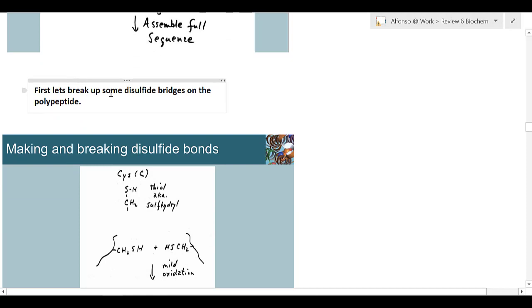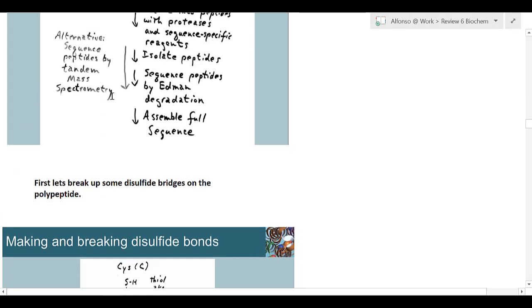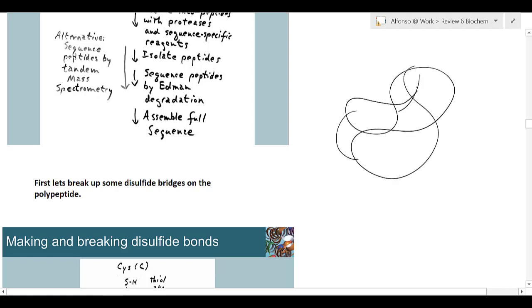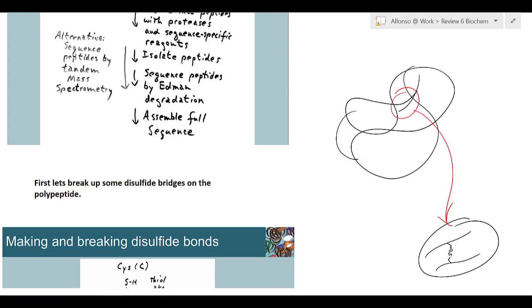All right, so the first thing we gotta do is break up the disulfide bridges of the polypeptide. What amino acids make up disulfide bridges? Cysteine. So here you have the polypeptide, and if we were to zoom in right there, we could see one polypeptide chain and another polypeptide chain, and a cysteine residue coming out of it, and then another cysteine residue coming out of it, and they're covalently bound together. What type of bridge is this called? That's called a disulfide bridge.